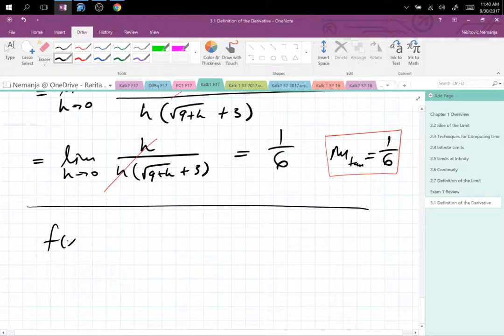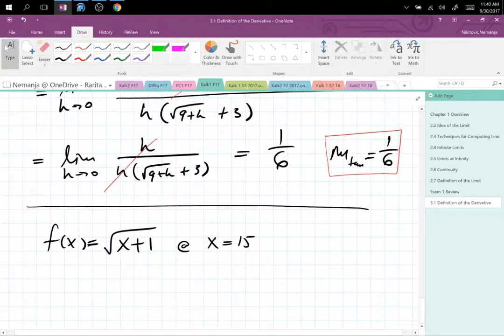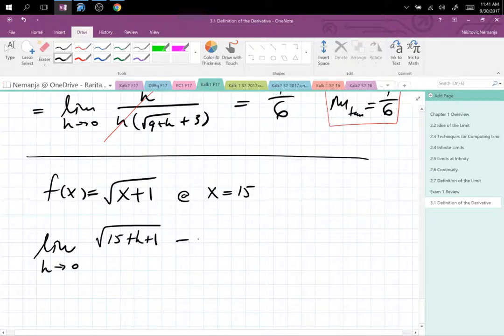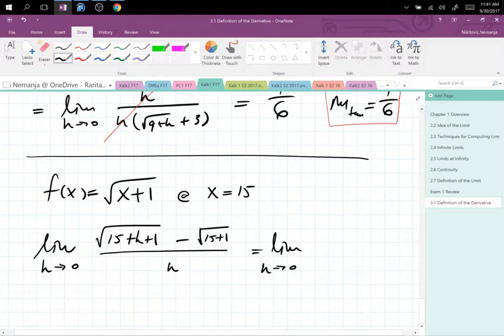Oh well, so f of x is equal to the square root of x plus 1, and x is actually 15. It's not supposed to be 8. Now this means we have to go and do everything again, because everything changes, right? The limit, h goes to 0, and now we have the square root of 15 plus h plus 1 minus the square root of 16, which is 15 plus 1, over h. And when you simplify this, you get the square root of 16 plus h minus the square root of 16, which is 4, divided by h.